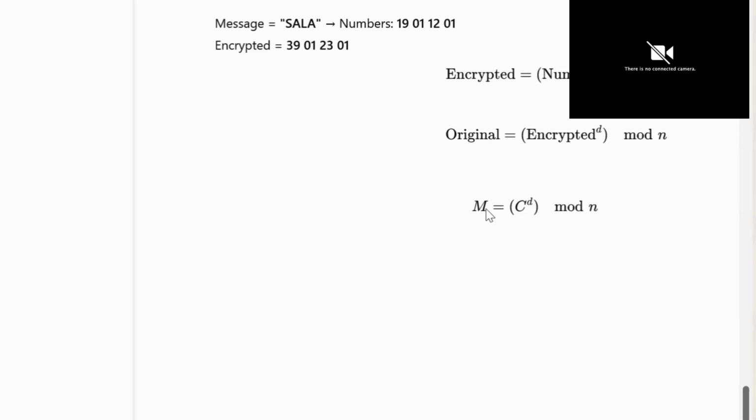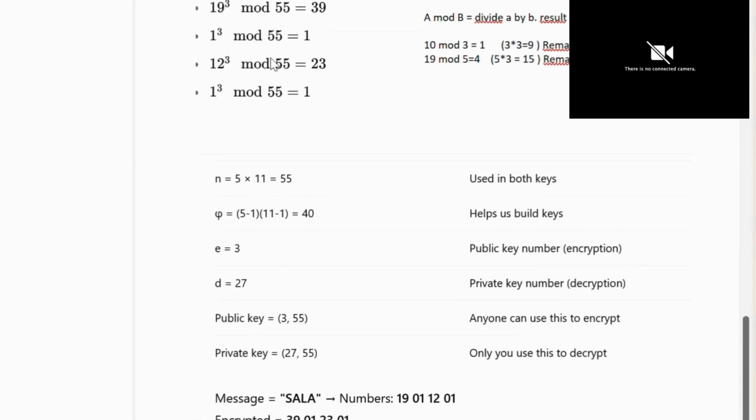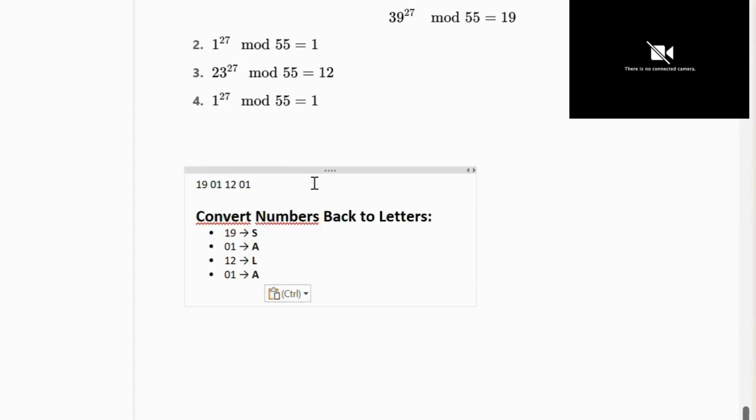I should explain the book one too, where C is the encrypted number, D is the decryption number, and modulo n. It's the same. You just calculate based on the formula as we showed you for the modulo ones. And now we get the following: again 19, 1, 12, 1, 1. So that's how simple it is. Just remember on the exam you have to convert numbers back to letters and you will get something like this.